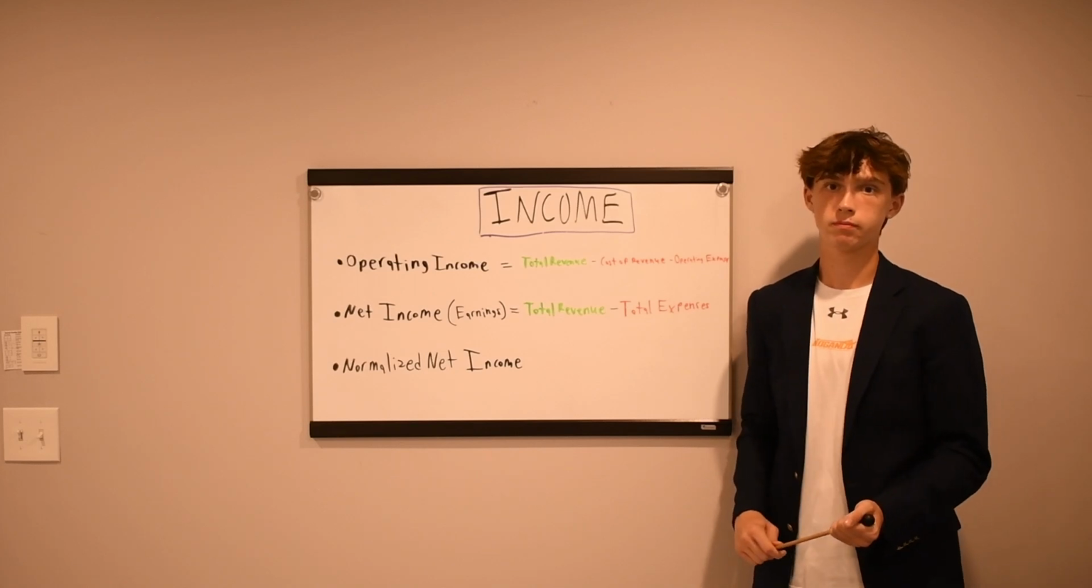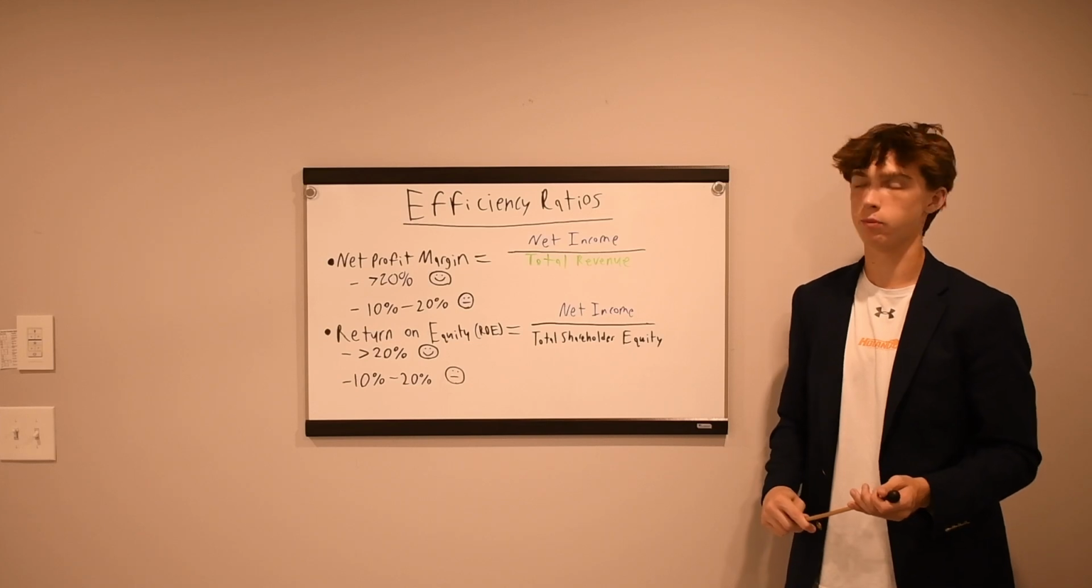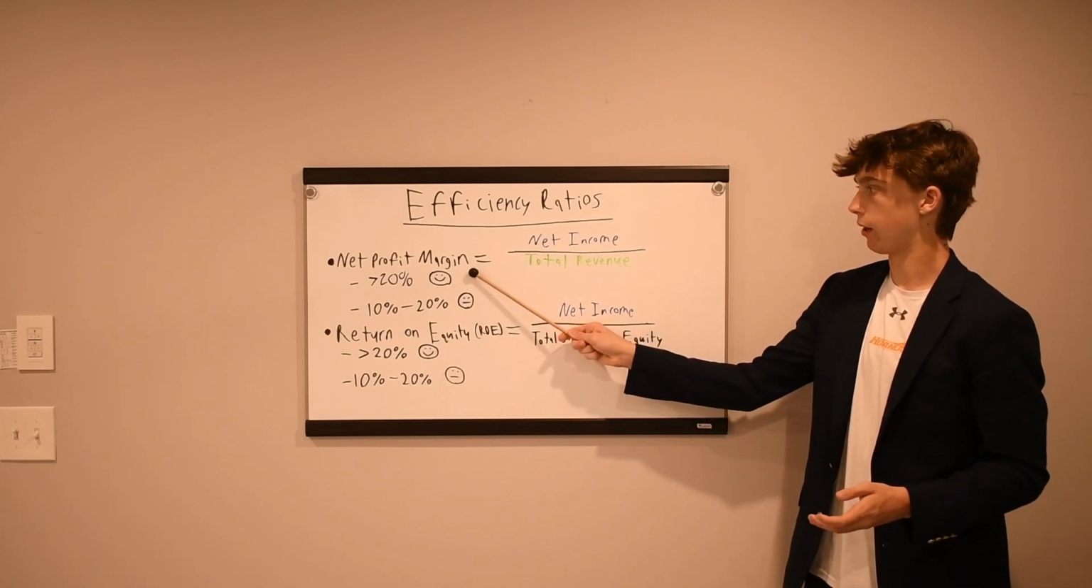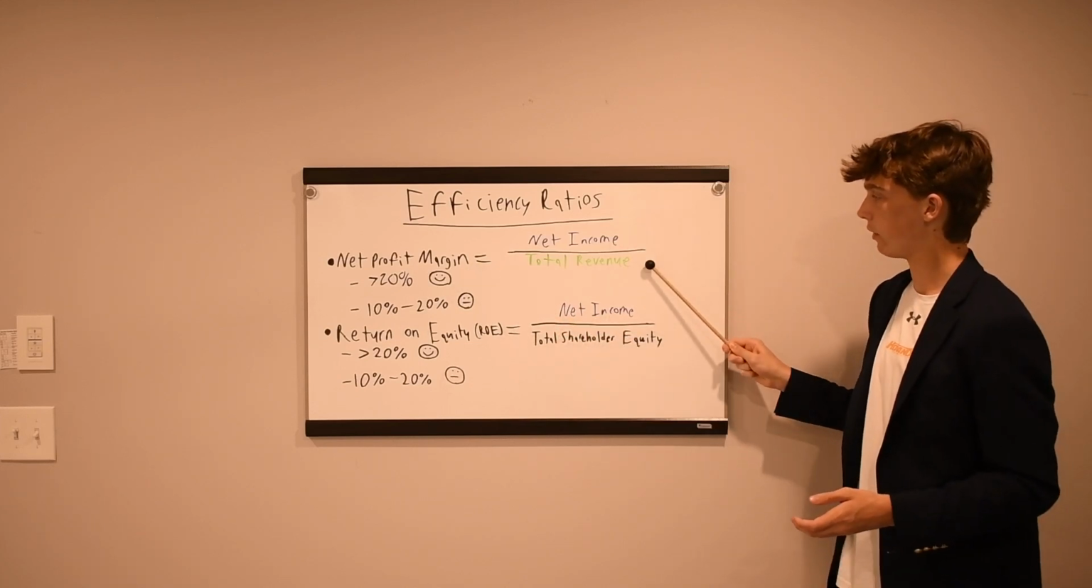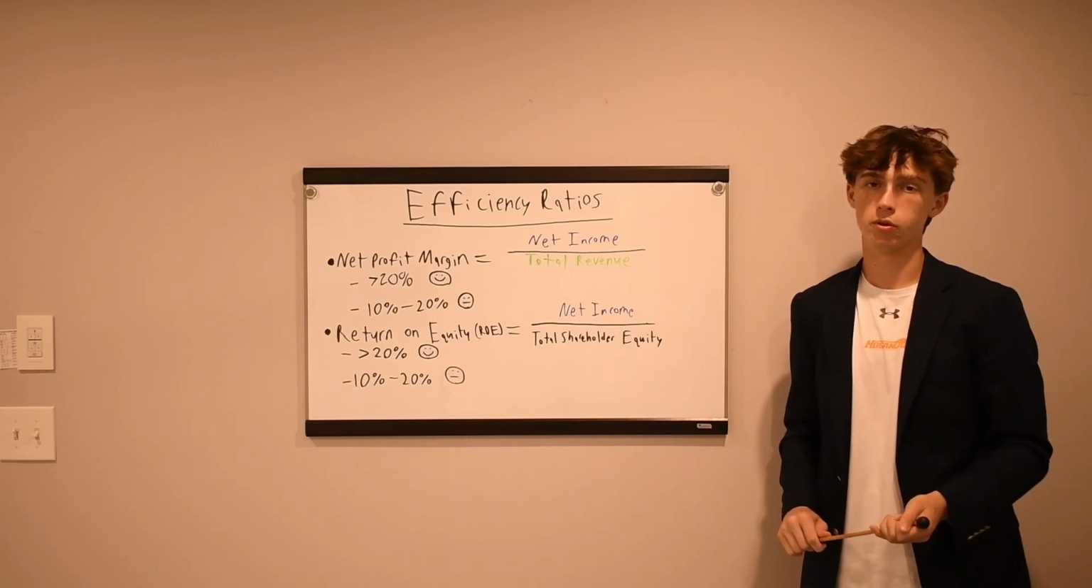Next are 2 important ratios that allow us to determine the efficiency of a company when using its money. First is the net profit margin, which is your net income divided by your total revenue. And this allows us to determine how much money a company keeps from its total revenue.